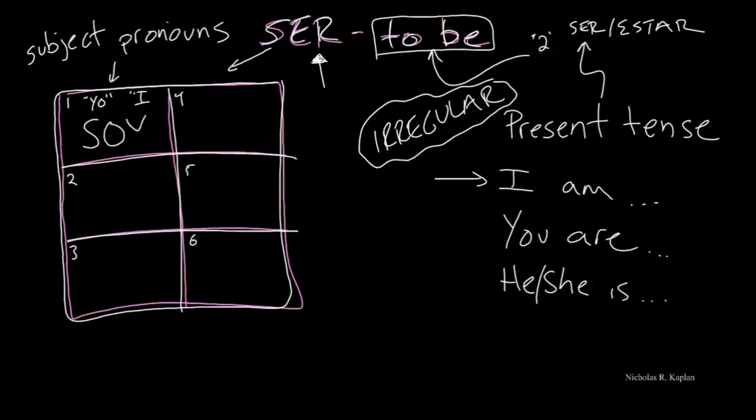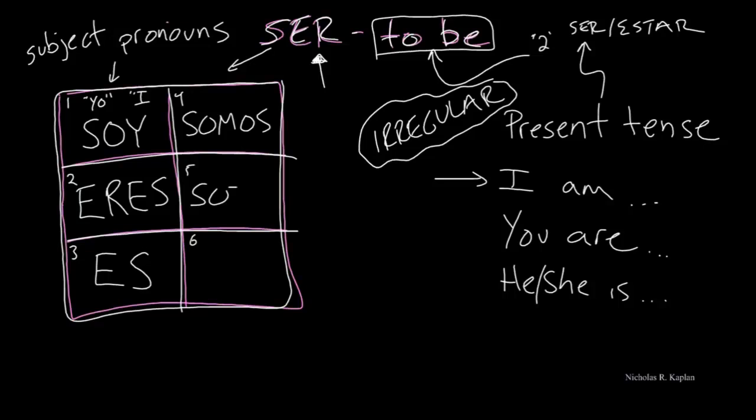So we have soy, eres, es, somos, sois, son. Let's look at a few examples.